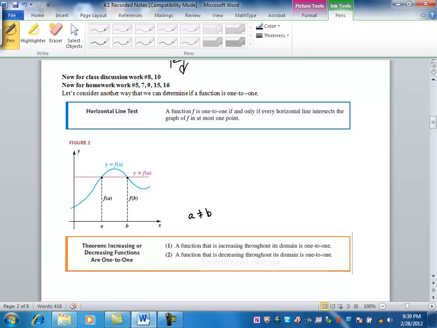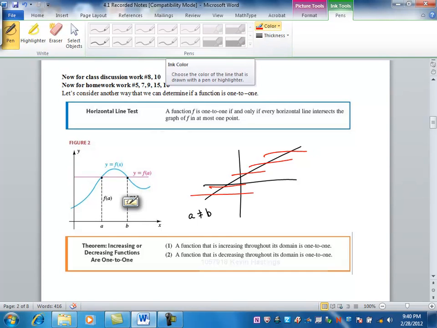So if you can run a horizontal line through the graph of your relation, and that horizontal line crosses in more than one spot, you don't have the graph of a one-to-one function. Now, it should be mentioned that if a function is increasing throughout its domain, it's going to be one-to-one. There's a function that's increasing throughout its entire domain. And I can draw horizontal lines all day long through that. I will never cross that black line more than once.